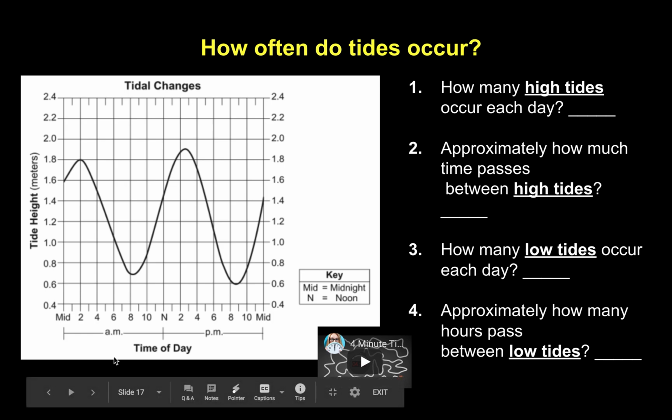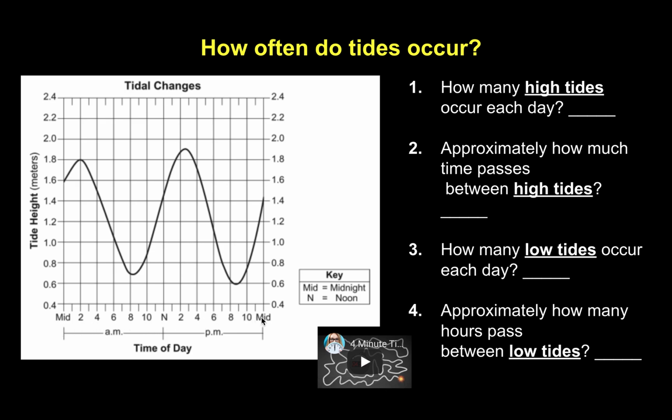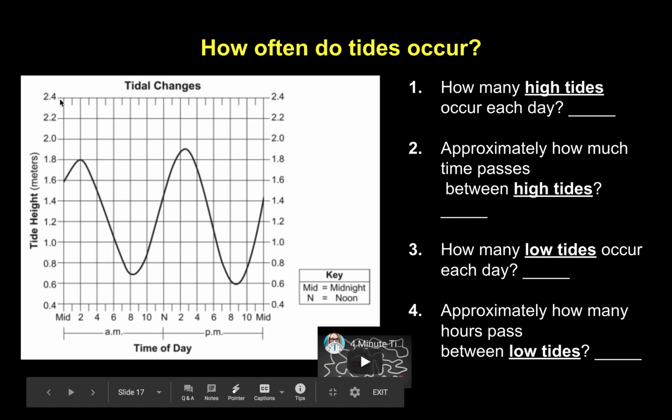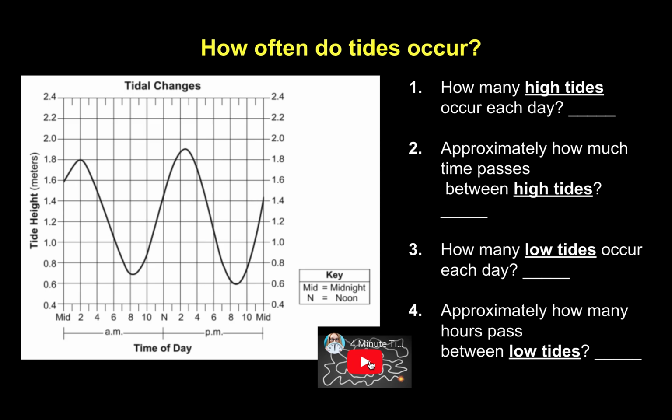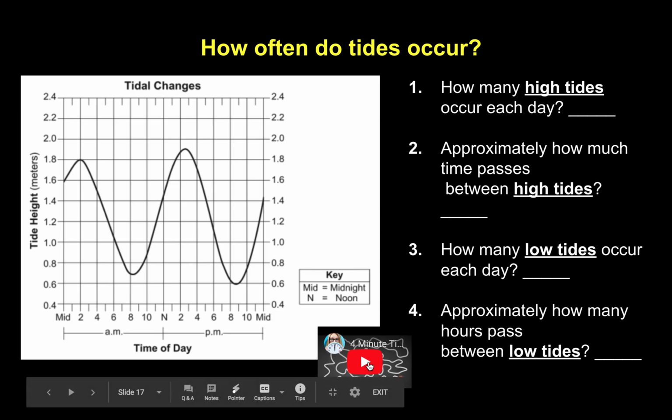So on this graph, we have an entire day from midnight to the next midnight. And on the y-axis, we have the tide height. Take these 4 minutes to try to answer these 4 questions, which, if you're looking at the note packet, come directly from the next page. If you don't have them, just write them down and see if you can answer the 4 questions in the next 4 minutes. Alright, go for it and then we'll discuss the answers.